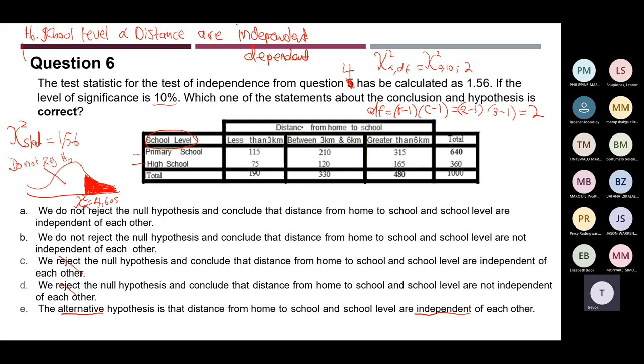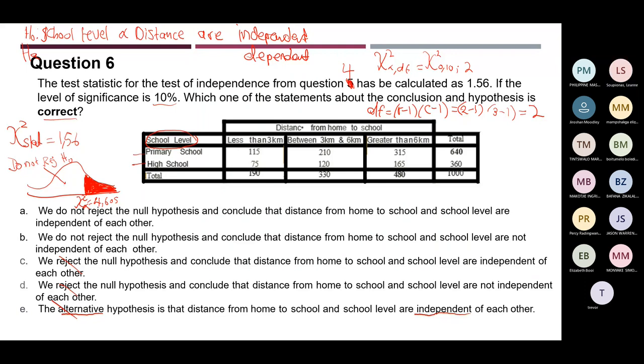Correct. Incorrect. Alternative. Incorrect. It is incorrect. So we're also going to ignore that one. So C, D, and E are incorrect. We are looking for the correct statement. So let's go to A.